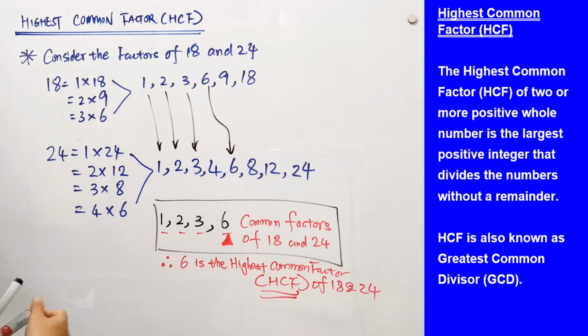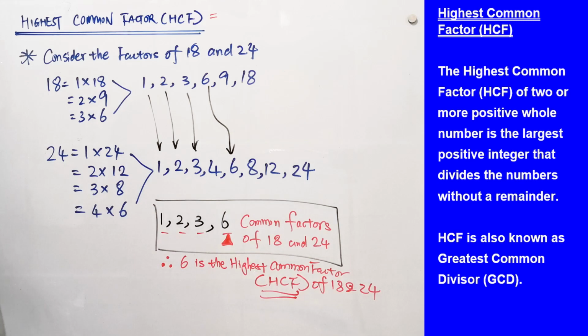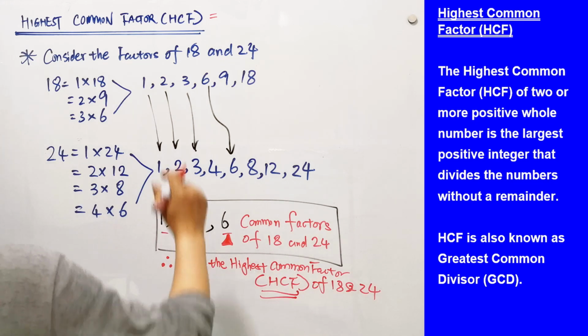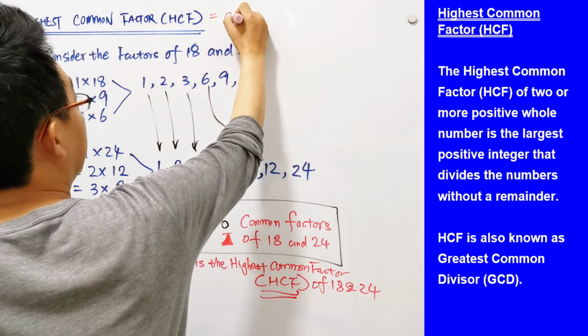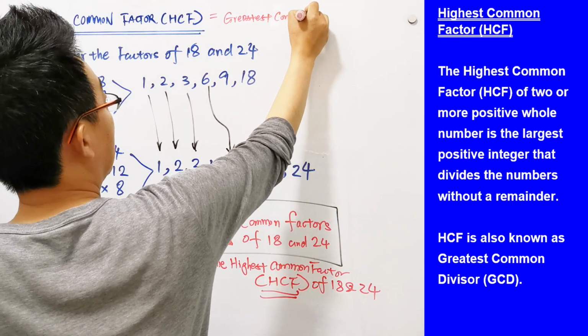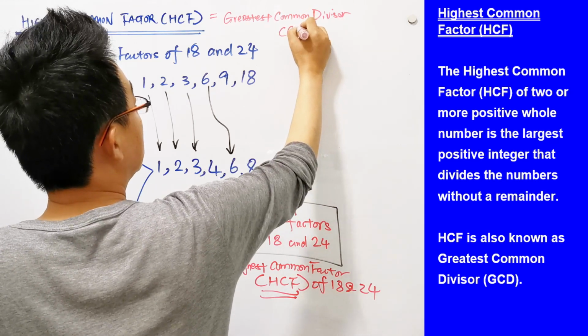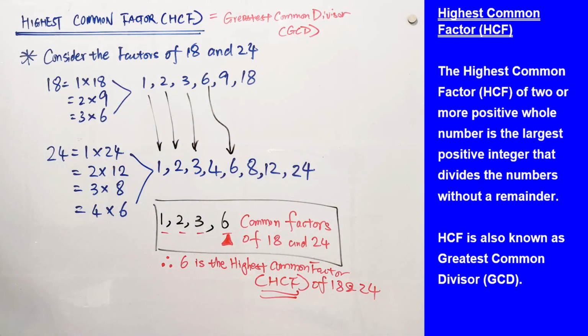Sometimes we also call the highest common factor by another name. It's also known as the greatest common divisor, or GCD. Sometimes we also use this name. Okay, just remember this.